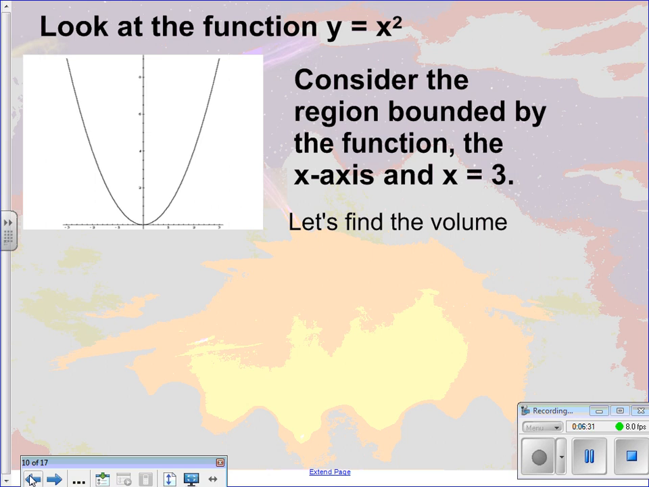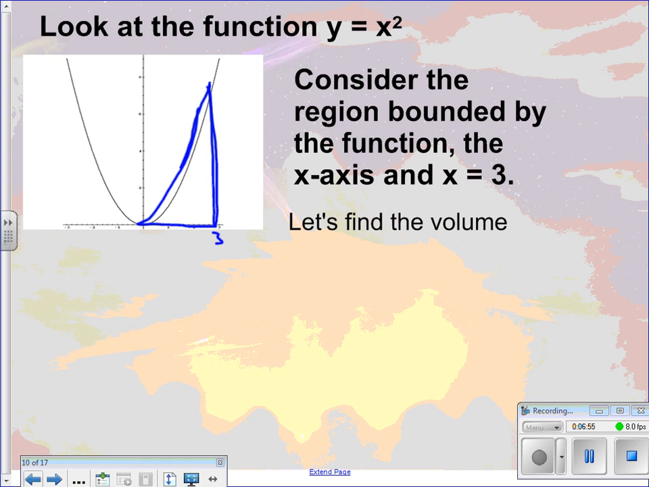Okay. So we have our region from, this is x equals 3. And we're bounded by the function, by this curve. That's a lousy drawing of the curve. The x-axis and the line x equals 3. That's our region that we have.